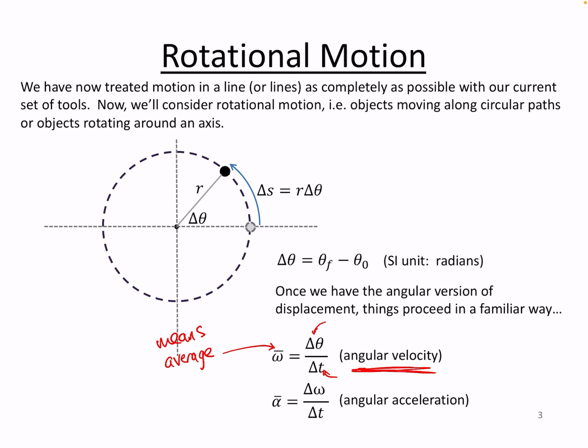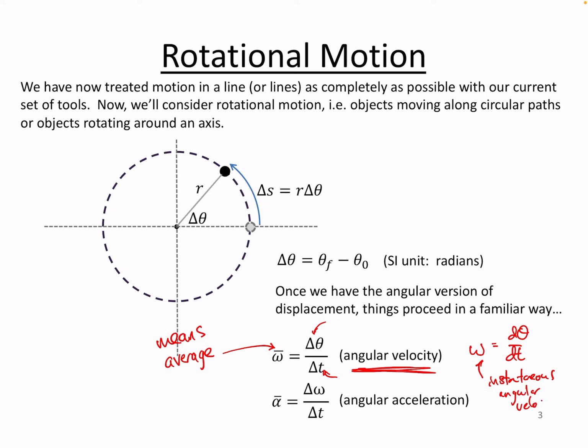Now, for those of you in engineering physics, I should note that omega at any particular moment in time is the time derivative of some function of the angular position. So that would be the instantaneous angular velocity.